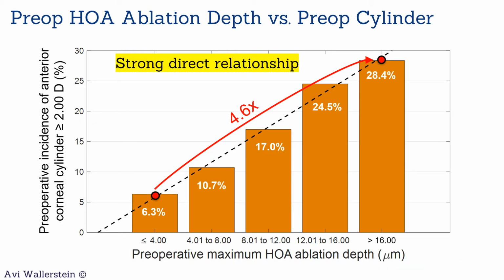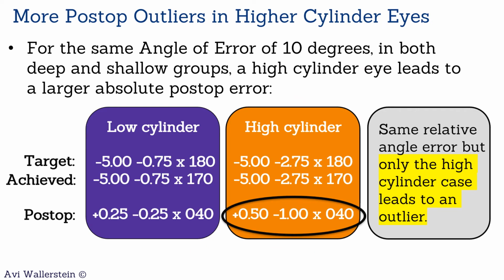We found that the deeper the pre-op HOA ablation depth, the greater the likelihood of higher pre-op cylinder magnitude, showing a direct linear relationship. Why are high cylinder eyes more likely to get an outlier of 0.75 diopters cylinder or greater post-op? For the same angle of error post-op, which both deep and shallow groups had, a high cylinder eye will lead to a larger absolute post-op magnitude error.